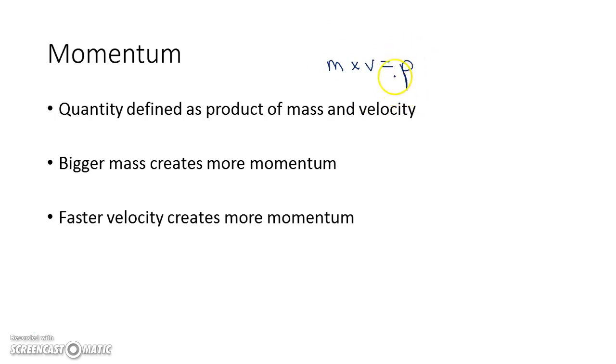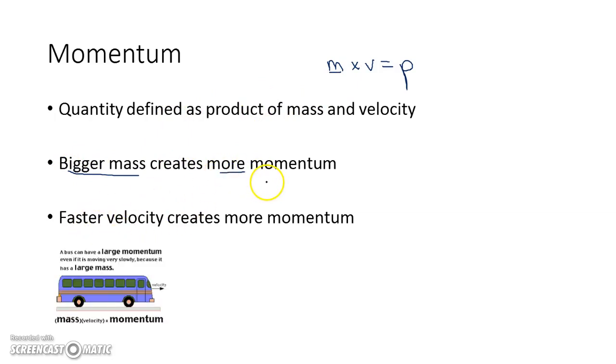Well, they use a lowercase p for it because the lowercase m is already used. Okay, so mass and velocity come together to give you momentum. If it has a bigger mass, it can create more momentum, have a bigger momentum. Okay, so if you had two objects that were different sizes, let's say that we have this bus here and then we have a teeny tiny little car.